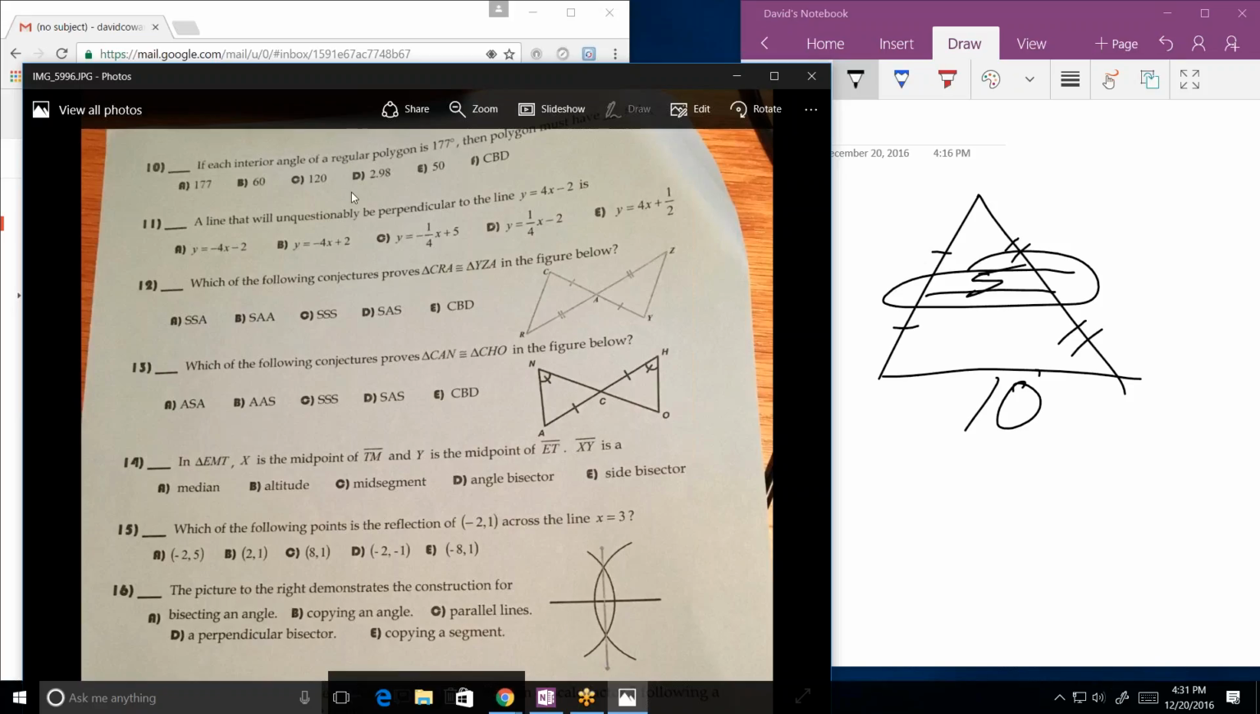10, you don't have any problem with 10, right? Give me a second. No, I know the equations for that. A line that will be unquestionably perpendicular to the line 4x minus 2 has to have a slope of negative 1 over 4x. Right, and there's only one that has that, yeah. Okay. And 12 I wanted to talk about since you said it was already so easy.